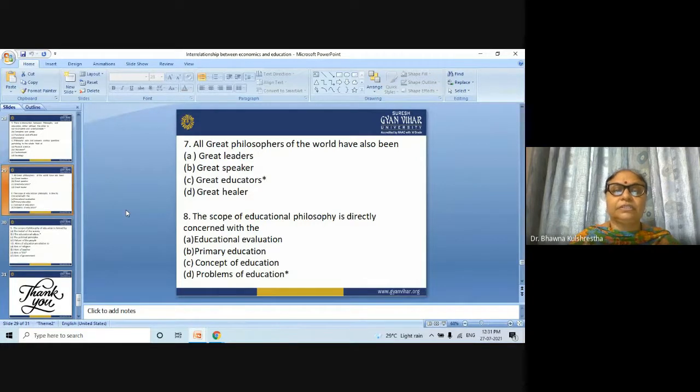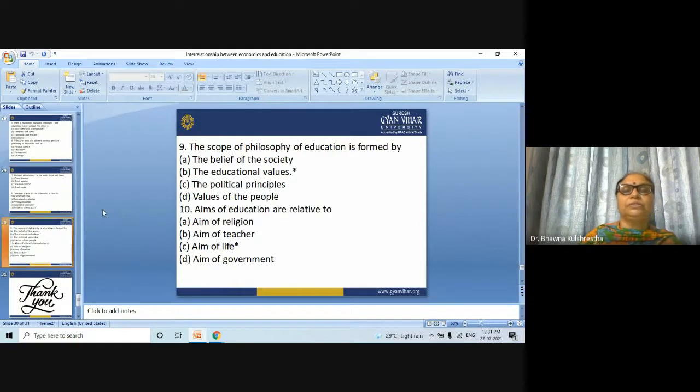And the next question: the scope of philosophy of education is formed by the belief of the society, the educational values, and the political principles and values of the people. What is the answer? The answer to this question is the educational values. The scope of philosophy of education is formed by the educational values in the education system.